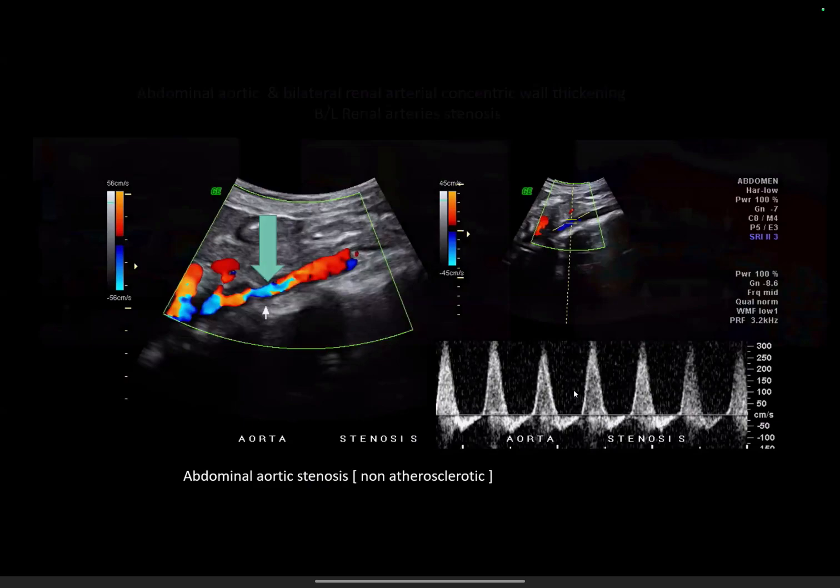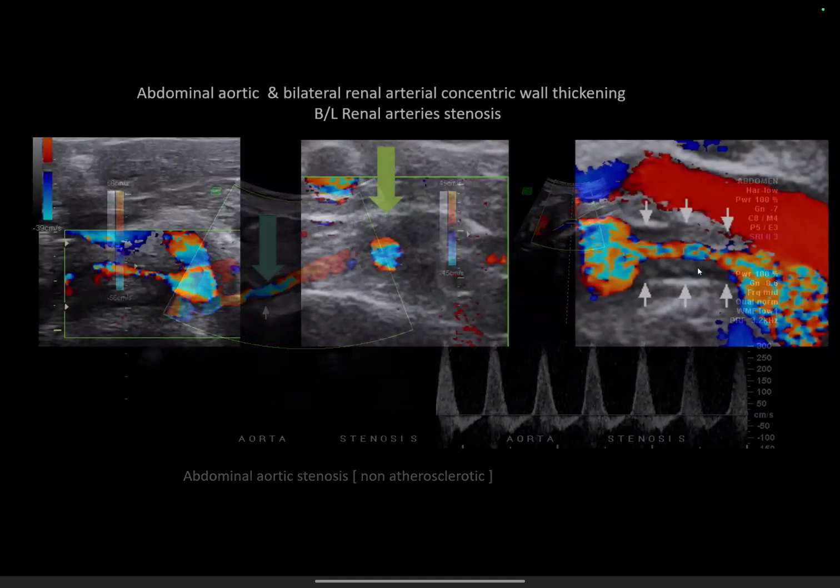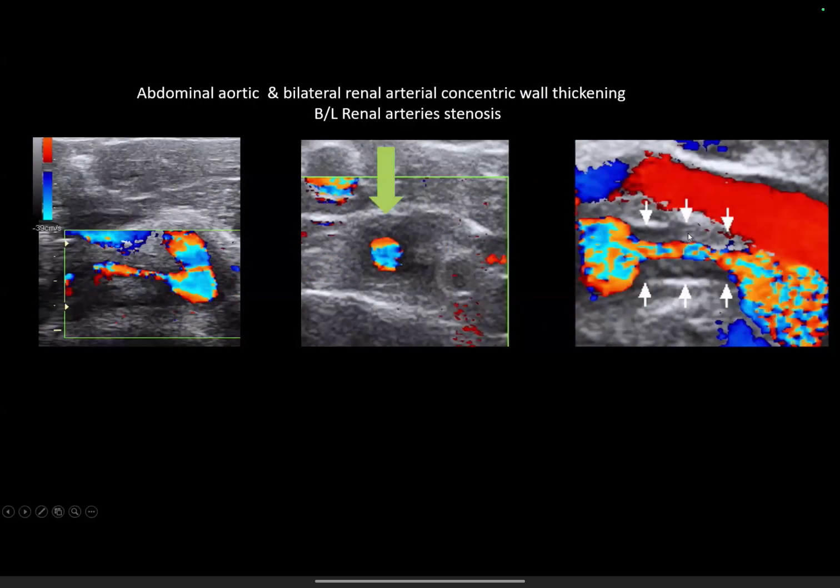The same case also showing significant narrowing of the right renal artery and left renal artery with marked thickening of the wall. Again, halo sign of the aorta, halo sign around the renal arteries, leading to renal ischemia and hypertension.